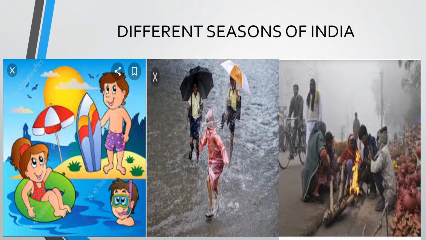And in the third picture you can see the winter season. In the winter season, there is no sun all over, the mist is there, the chill is there, and in this way in India we enjoy the different kinds of seasons, and it all is included in the weather only.